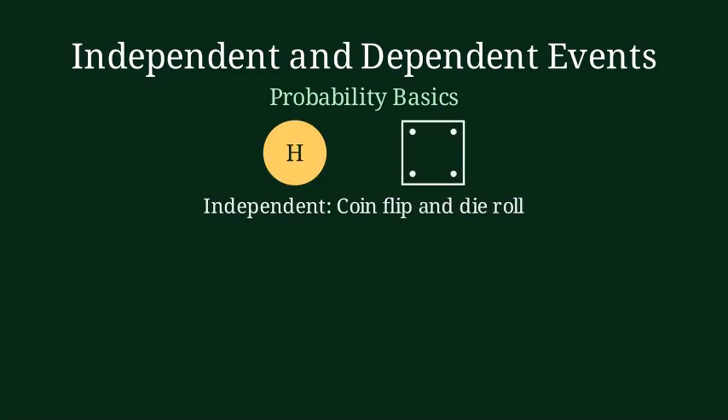In this video, we will learn about independent and dependent events in probability. Independent events mean the result of one event does not change the probability of the other event. Imagine flipping a coin and rolling a die. The coin does not remember what the die did, and the die does not care about the coin.